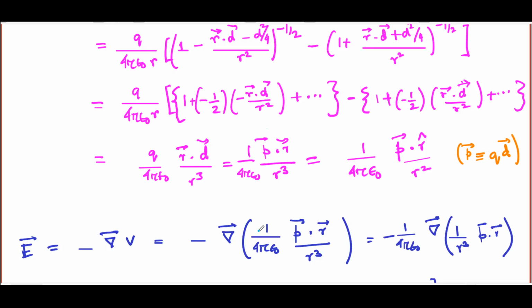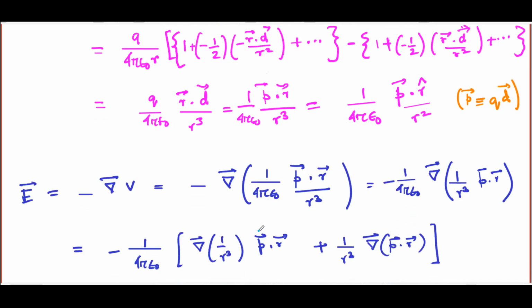Now, in the rest, what we have is our first application of one of those identities. This 1 by r cube is a scalar, so is p dot r. So by using the identity that gradient of phi times psi is grad phi times psi plus phi times grad psi, we end up with this expression. Gradient of 1 by r cube into the other scalar p dot r plus 1 by r cube times gradient of p dot r, minus 1 by 4 pi epsilon 0, of course, is sitting outside all along.